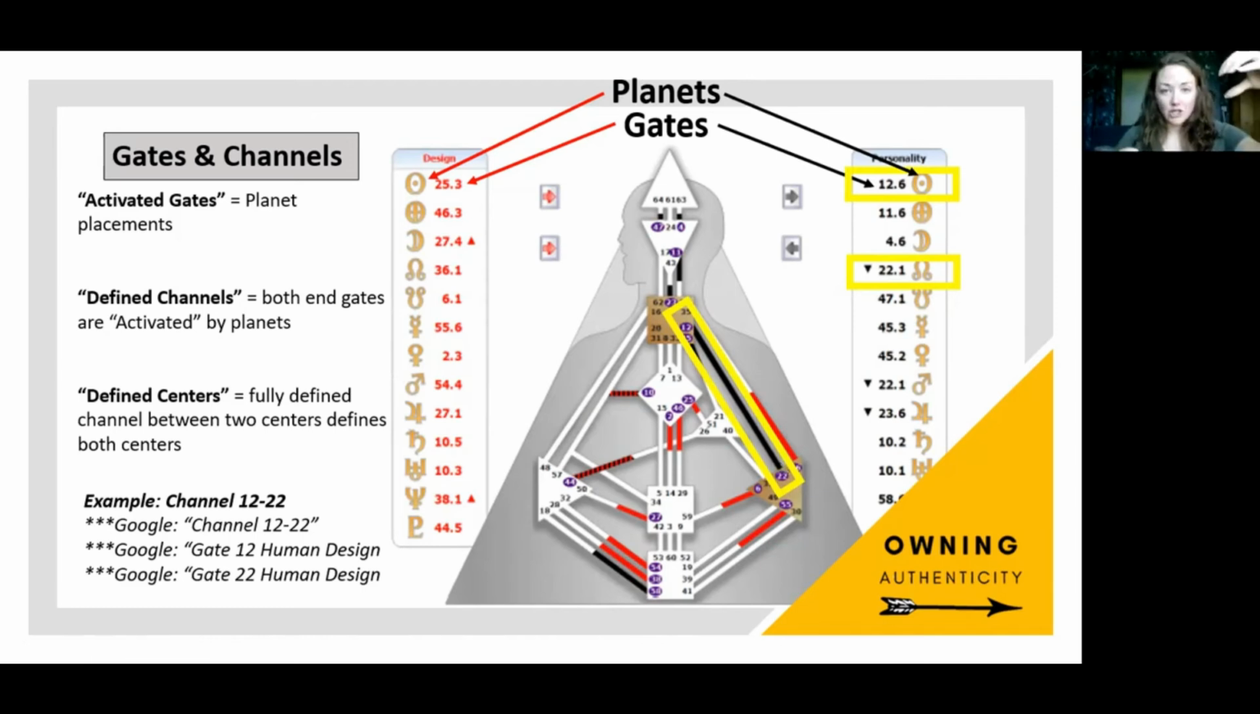And because that channel is defined, the energy centers on both ends of it, the throat and the solar plexus, are also defined. So in this particular chart, all of these other centers are white because there's no continuous channel of energy between any of them. So for example, like you see here in the root center, these three gates are all activated. So they reach out, they generate energy, but it's not going anywhere.